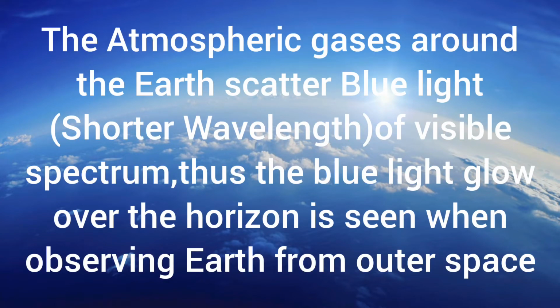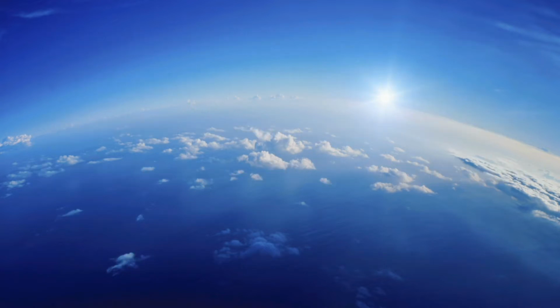Gases in the atmosphere, once they have absorbed the solar radiation, they scatter the blue light, which is of a shorter wavelength of visible spectrum. So visible spectrum are the rays of light which human eye can basically perceive, and this blue light glows around the horizon, which can be seen from outer space. If you see the earth from outer space, the earth appears to be blue in color. This is because of the blue light that has been transmitted by the gases of the atmosphere.